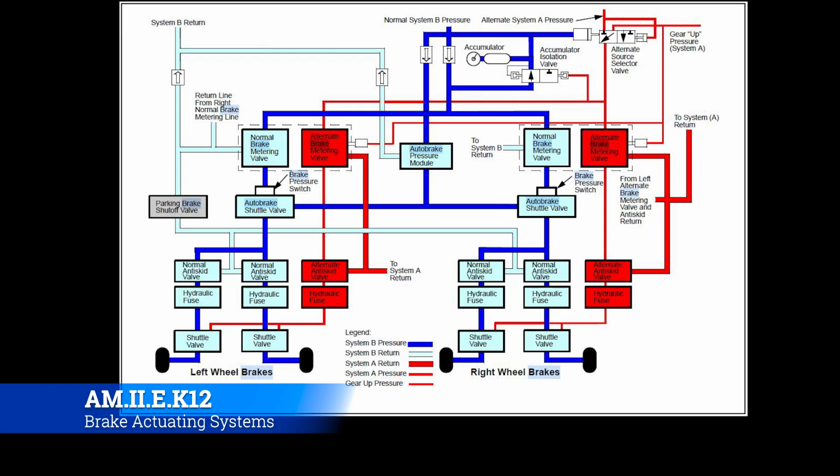Now, what I want you to understand is that if you look at just the left wheel brakes, right wheel brakes, you have the tire, and then you have a good solid system B pressure line going into it.